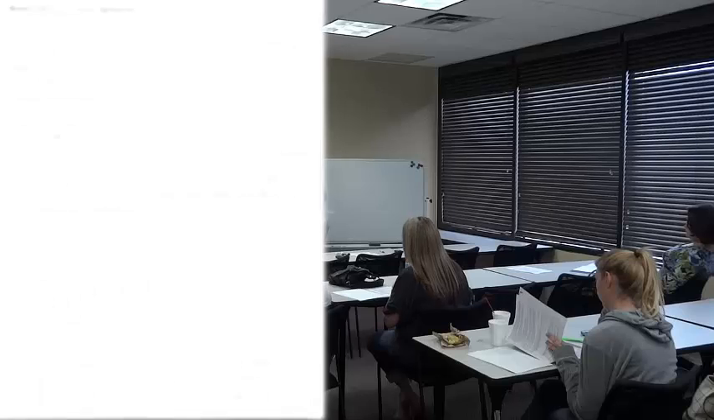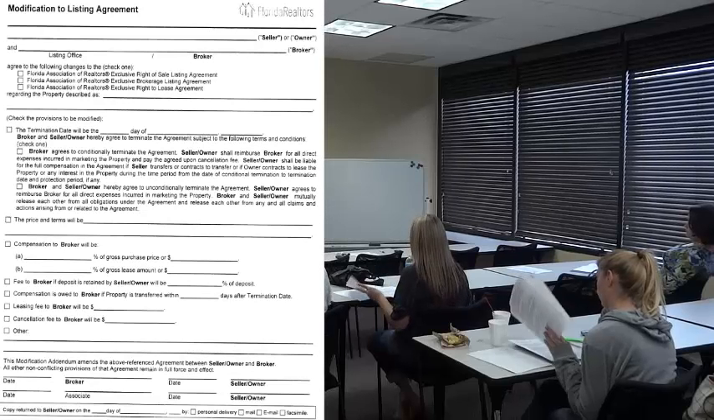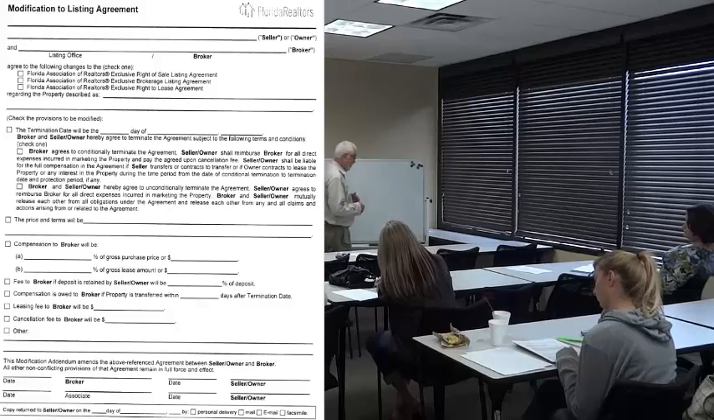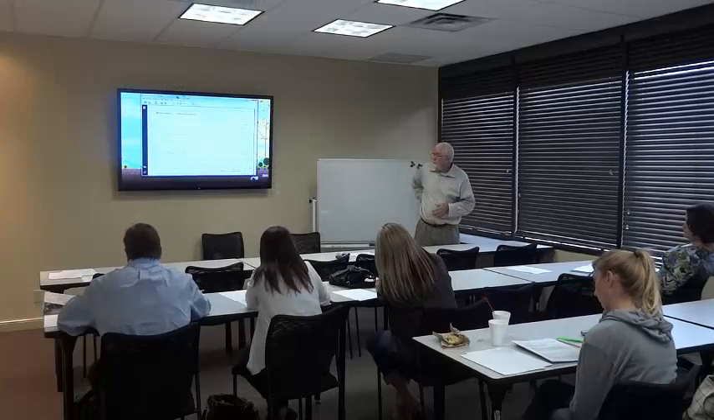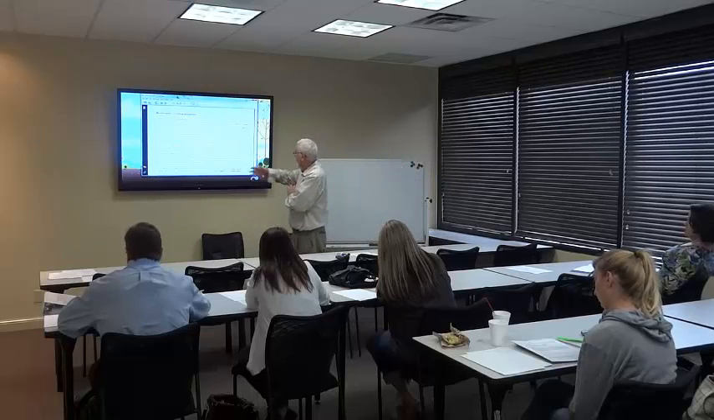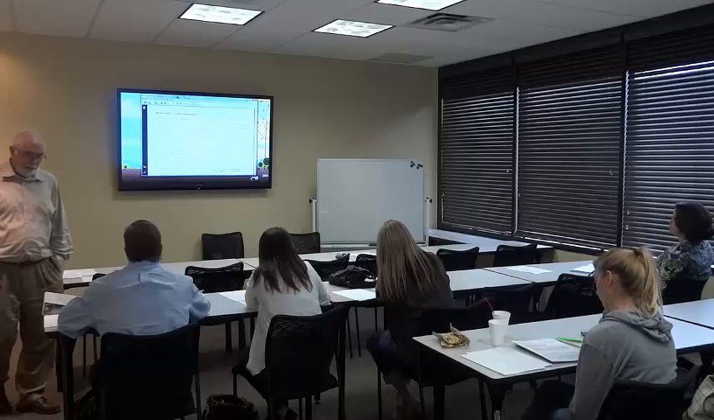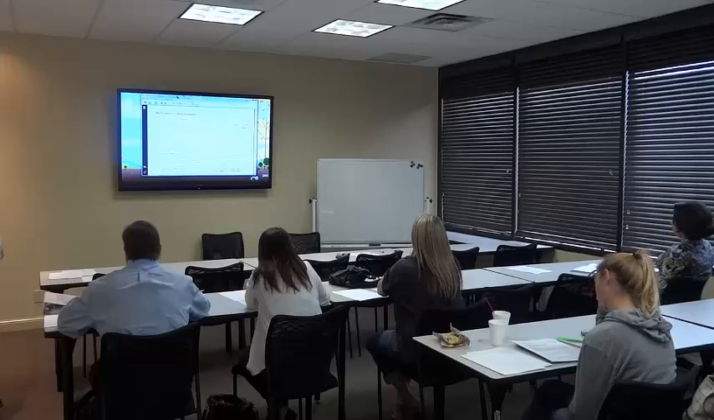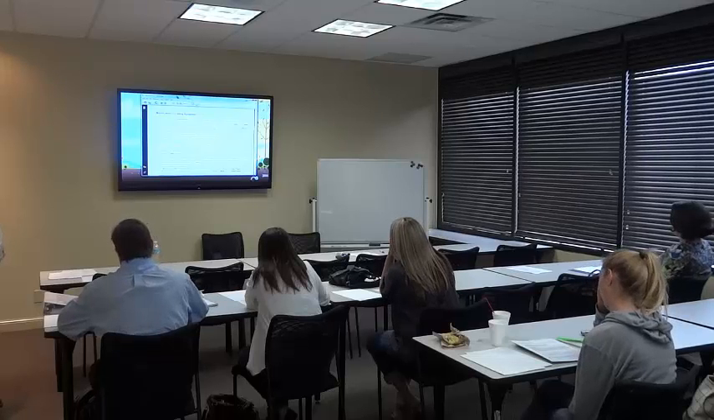This is a modification to listing agreement. This is the form that you need to use if you make any changes to the listing contract, whether it's price, or terms, or bonuses, or extensions. Or if you're going to terminate it, this form would be used. So if you never make any change to it, and it's never terminated, then you would not be using the form.